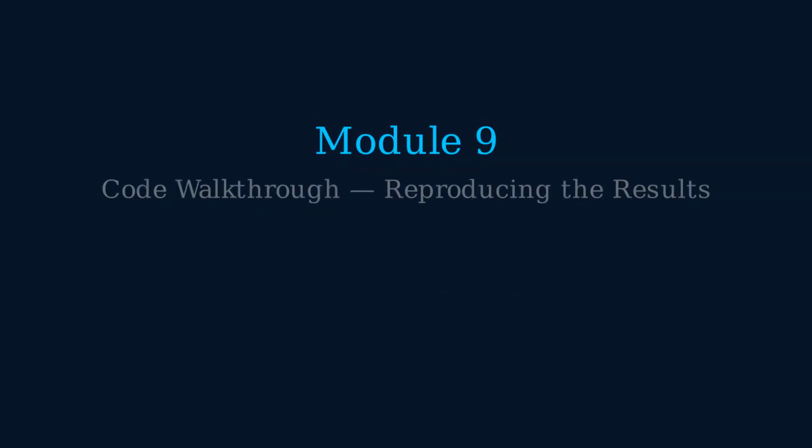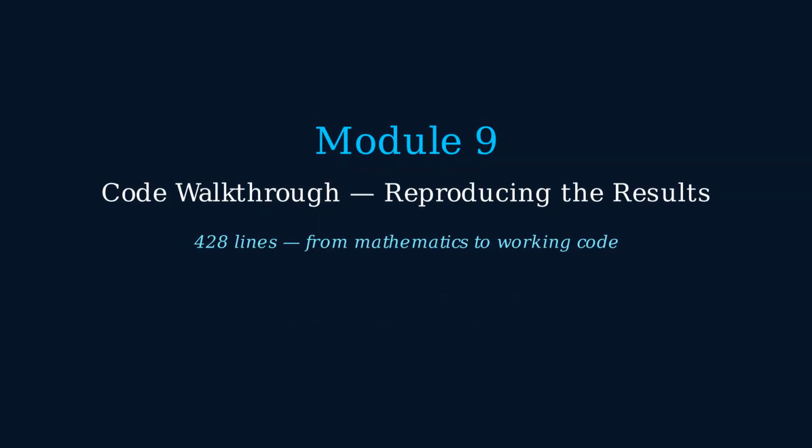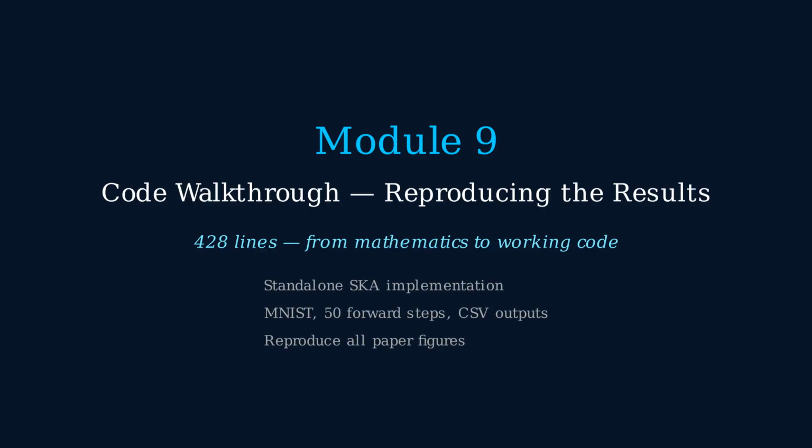Module 9, code walkthrough, reproducing the results. The final module walks through the standalone SKA implementation, 428 lines of code that map directly from the mathematics. We show how to run the code on NIST, reproduce all paper figures, and verify the theory experimentally. The code is available on GitHub. Those are the 9 modules of this course. Let us begin.